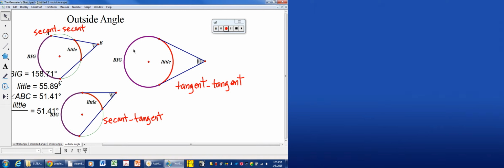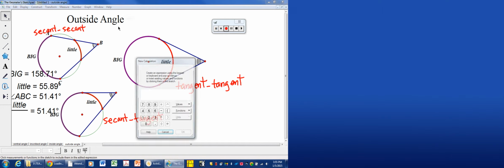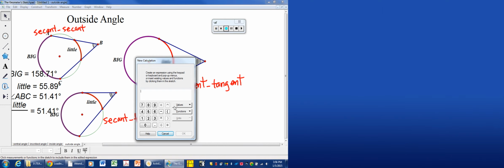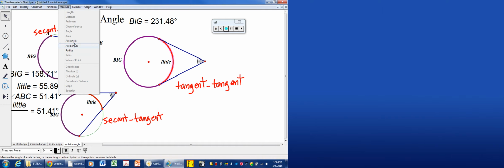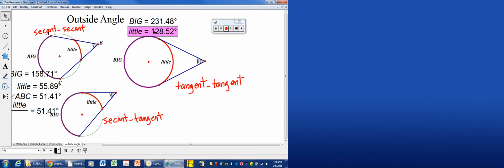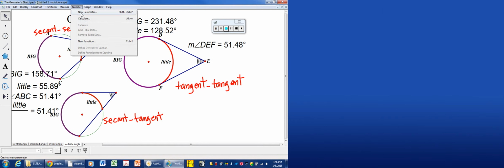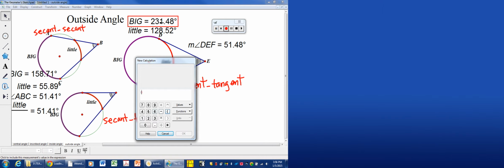And you'll see it over here and over here definitely when we calculate this one. Oh, I need to measure them first. Measure arc angle. Bring it over here. Measure arc angle. Bring that up here. And we need to measure this angle, and see how they relate. So once again, here is your calculation. It's the big arc minus the little arc divided by 2. So half of the big arc minus the little arc. Let's see what that does.